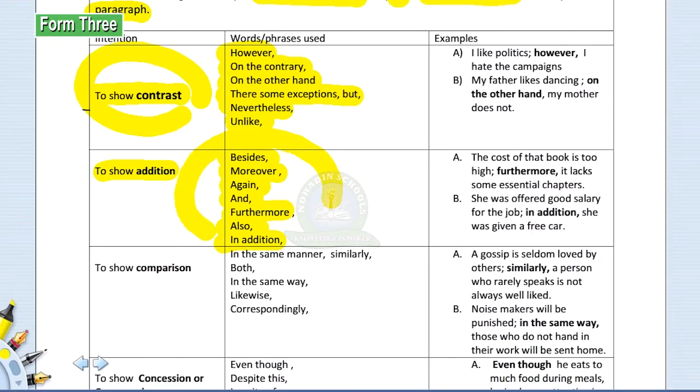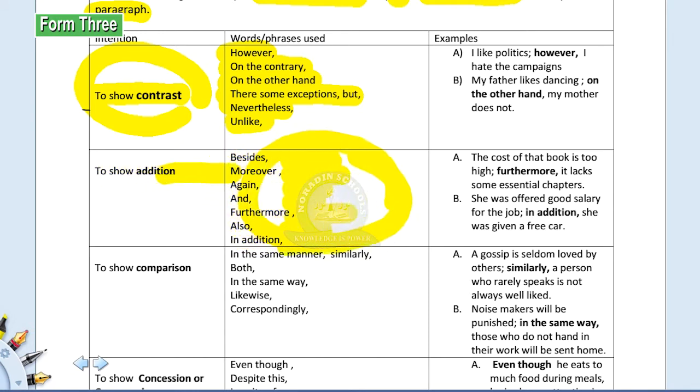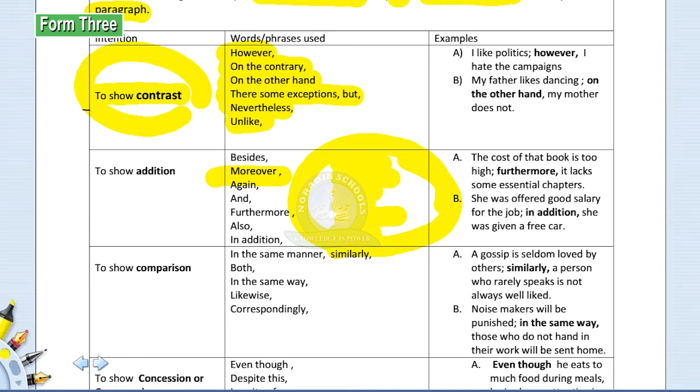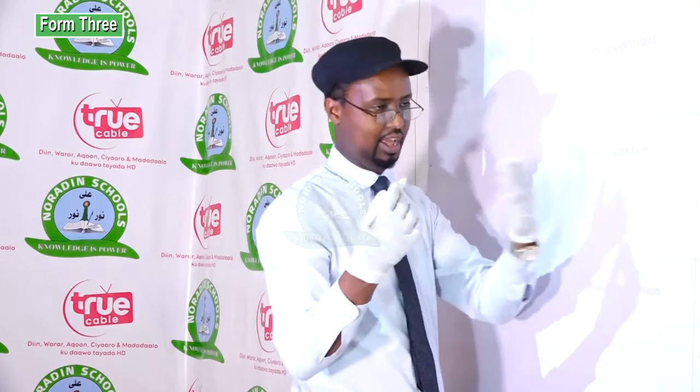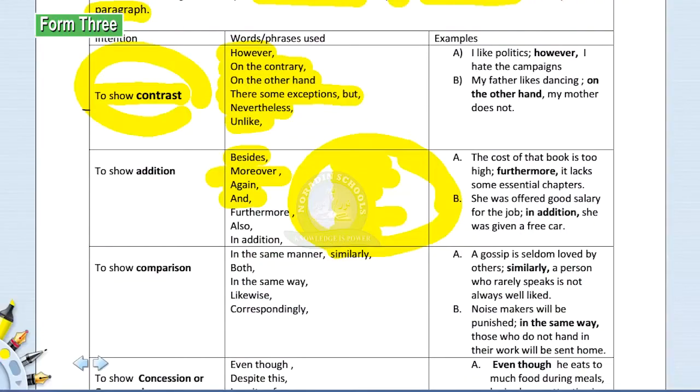These are when you are really adding some information to your paragraph. But don't always use this one, moreover. I have seen some of you using this word moreover over and over again. Okay, don't use that word moreover over and over again. If you're writing or speaking, you better change to the rest of these in the second ideas, like besides. But you don't have to repeat the word over and over. Change from idea to idea, like again and furthermore, also, and in addition to that. I hope you understood.